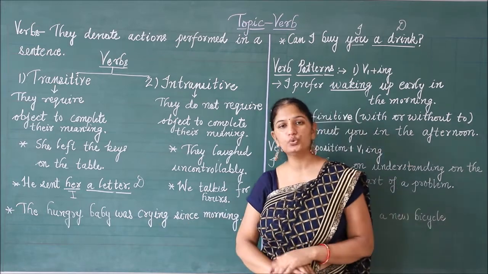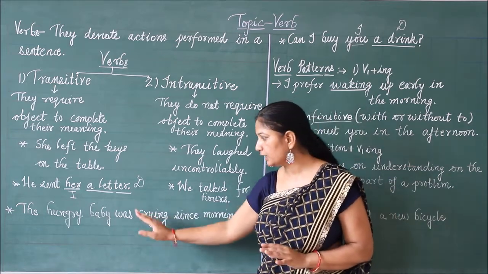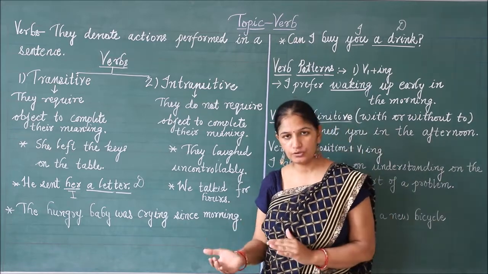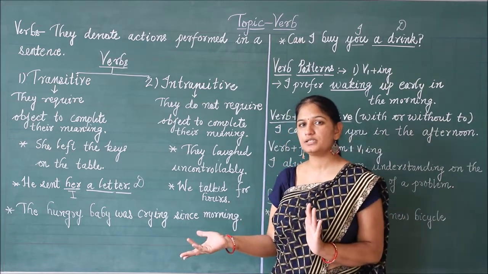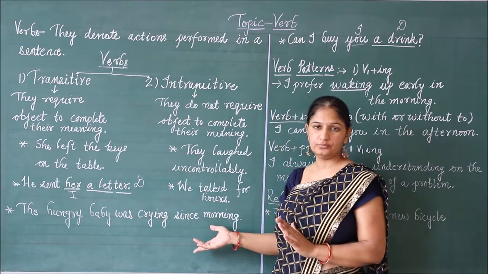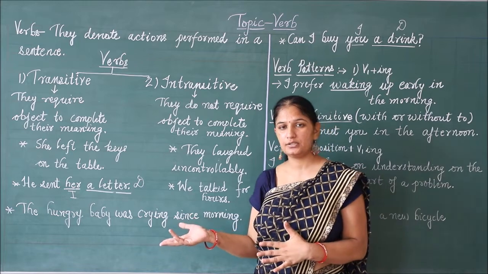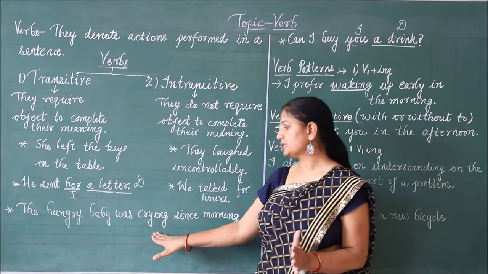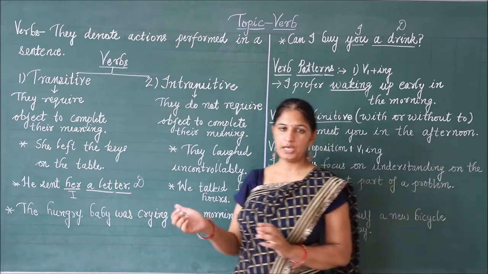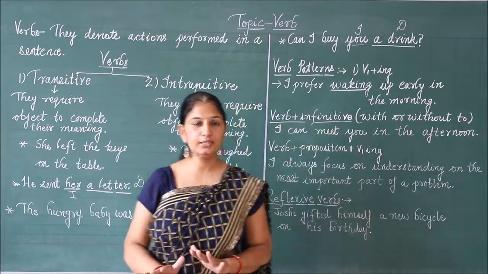Let us move on to another example. The hungry baby was crying since morning. Can you guess what kind of verb it is? Transitive or intransitive? The hungry baby was crying what? Are we getting any answer? No. So the verb crying becomes an intransitive verb, as we don't have any object in this.